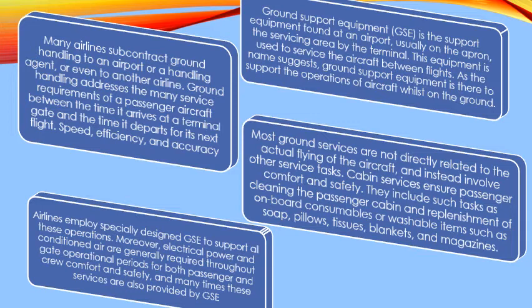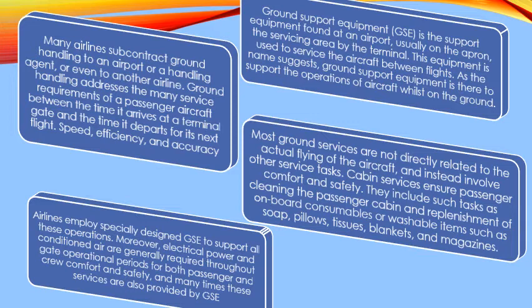Ground support equipment, that is GSE, is the equipment which is used in the airport for the service of the terminal along with the passengers. As the name suggests, GSE, ground support equipment, is there to support the operation of aircraft whilst on the ground. It is there to help flights in ground operation. Some ground support equipment is not related to the actual flying of the craft. Instead, it is a service.